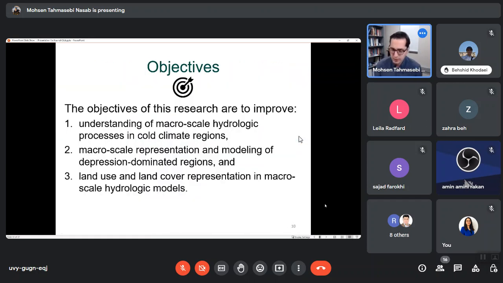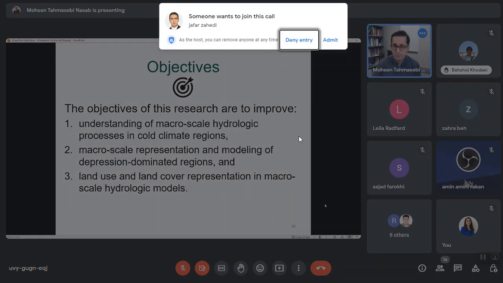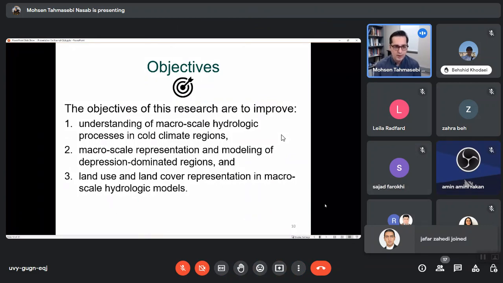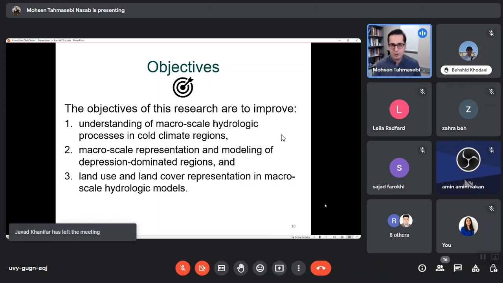Moving to the objectives. Whenever you're developing a model, one of the objectives is to understand the hydrologic processes better and better. In my case, the objective was to understand macroscale hydrologic processes better in the cold climate regions that I talked about. The other objective is how to represent the depressions that I talked about in a macroscale model, a larger scale model. This was novel and was not done before the hydrologic model that I developed. And eventually, we want to be able to represent different land use and land cover types in our hydrologic model.